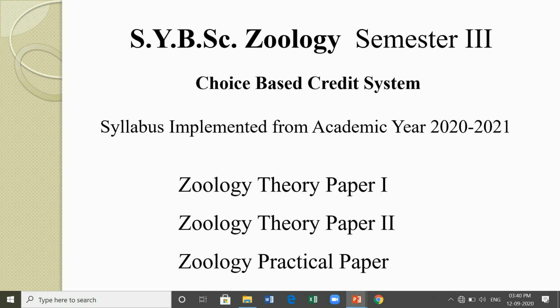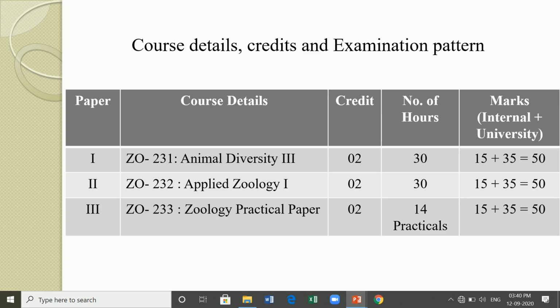Now, among the subject zoology, there are a total of 3 papers: zoology theory paper first, zoology theory paper second, and the third one is a zoology practical paper. So there are 3 papers you have to learn at the SYBSc belonging to the subject zoology. Now this table is summarizing the course details, their credit and the examination patterns. Let's see one by one.